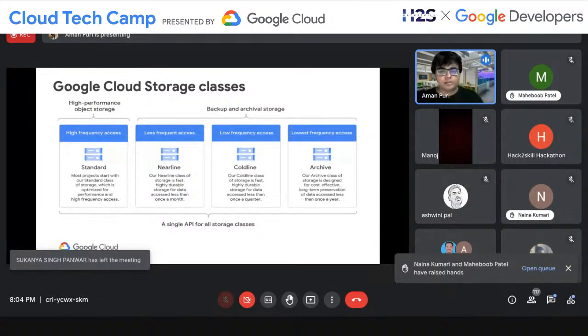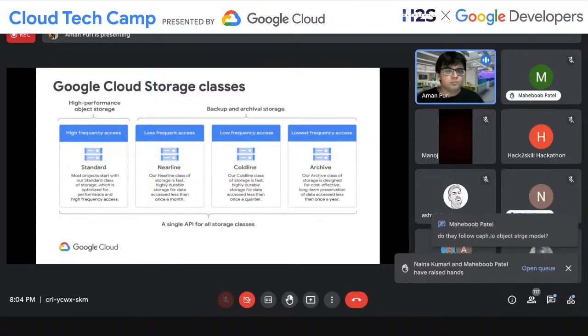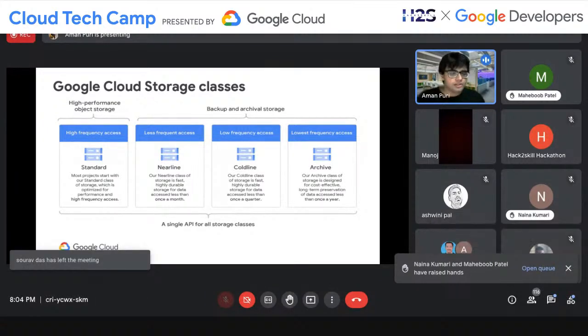Then we also classify data into the nearline class, where the data is only infrequently accessed, like only once a month. In that case, the benefit is that you get a much lower storage cost compared to standard. But if you try to access this data more frequently, you get a higher cost.